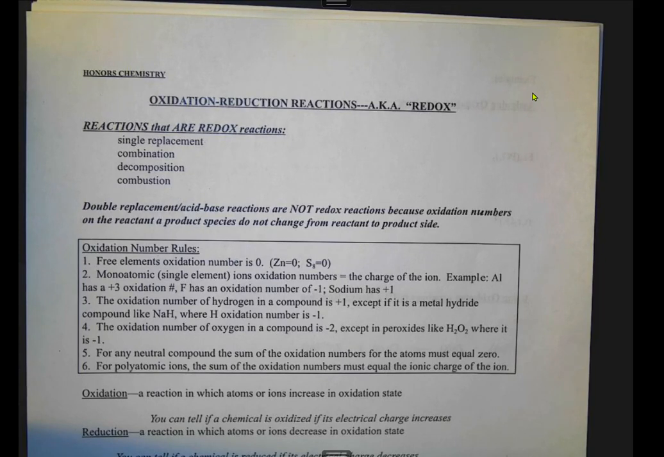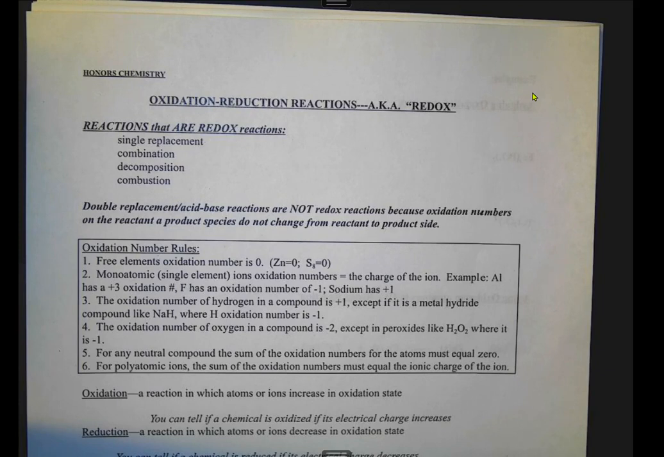Okay, so the oxidation number rules are that free elements always have an oxidation number of zero. So it's just an element from the periodic table. Okay, monoatomic or single element ions have oxidation numbers that are the same as the charge of the ion. Example, aluminum, a monoatomic ion, has an oxidation number of +3 because it's a group 3A metal. Fluorine would have an oxidation number of -1 because it's a group 7A nonmetal, and sodium alone in a compound would have an oxidation value of +1.